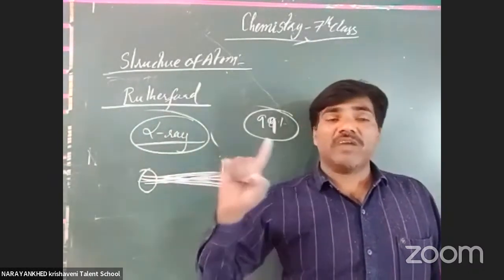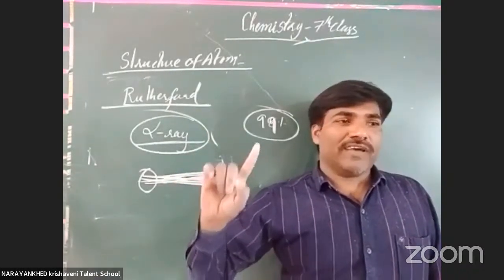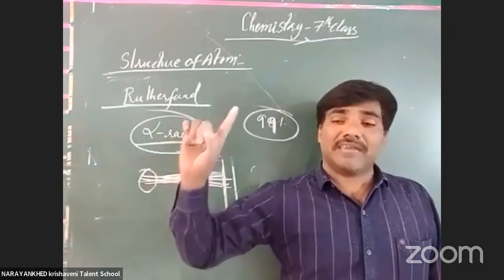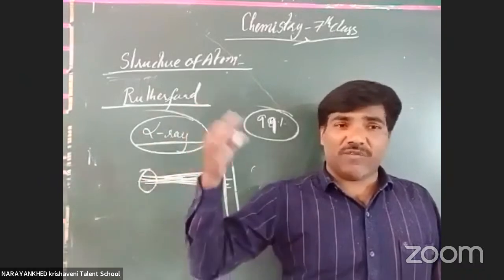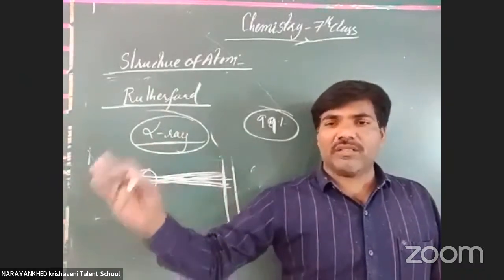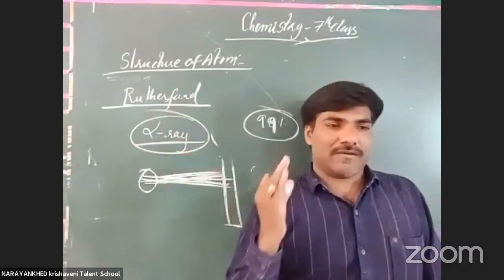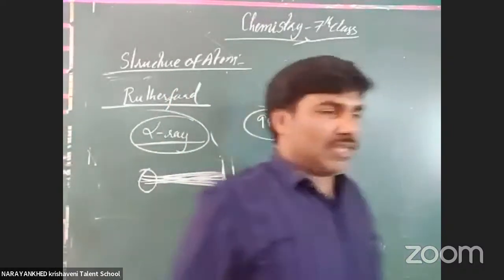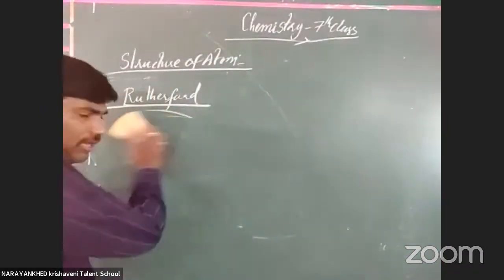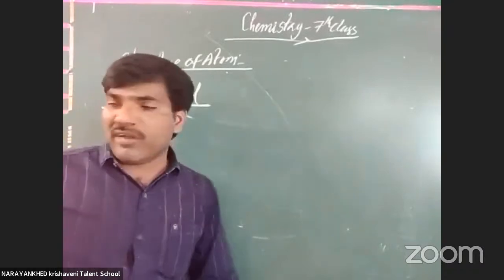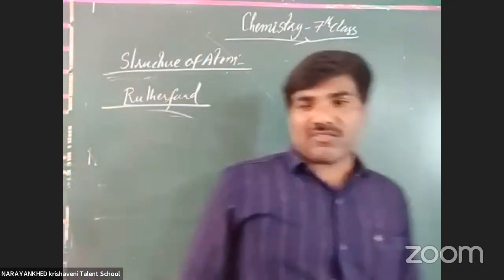Now, one or two rays are not penetrated. Where are they not penetrated? At the center of the atom. The center of the atom contains a rigid and heavy particle. That is why the alpha ray is not penetrated through that atom, and it returned back. Got it or not? From that, he concluded that the atom has which model? Nuclear model, or otherwise our solar system model.